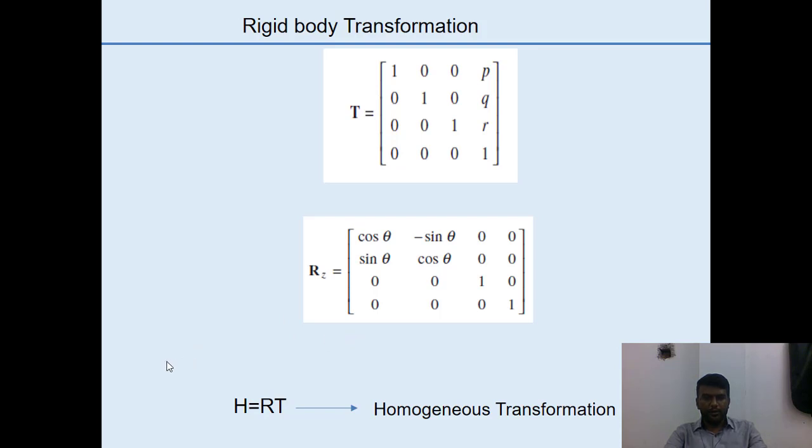Now, if some object has translation as well as rotation, what we can do is just multiply these two matrices, and we get a matrix that is called the homogeneous transformation matrix. Why homogeneous? Because it does both transformations, the rotation as well as the translation.